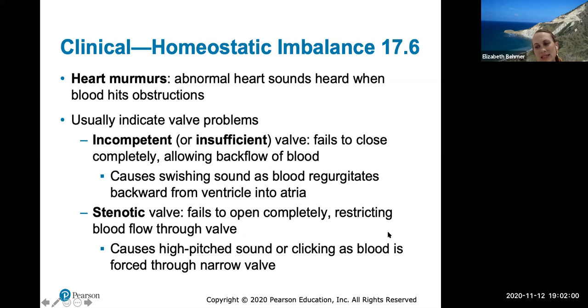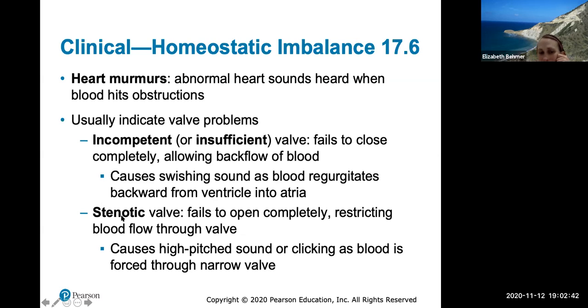So why do doctors listen to your valves? They're listening for any abnormal heart sound, and an abnormal heart sound is called a heart murmur. It's heard when blood hits some sort of obstruction. It usually indicates a valve problem, such as an incompetent valve, where the valve fails to close completely, allowing backflow of blood either back into the ventricles or back into the atria. It will cause a swishing sound as blood is regurgitated backward. The doctors will hear a swishing sound in their stethoscope. So that's an incompetent valve.